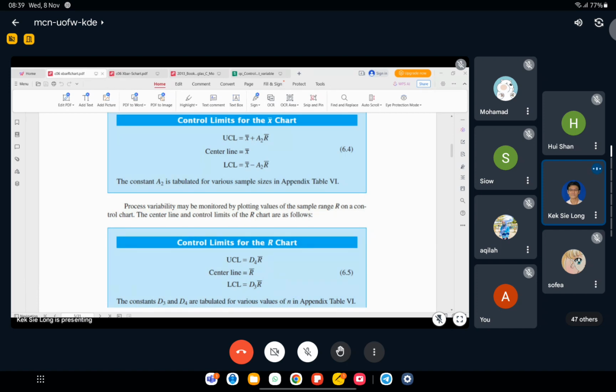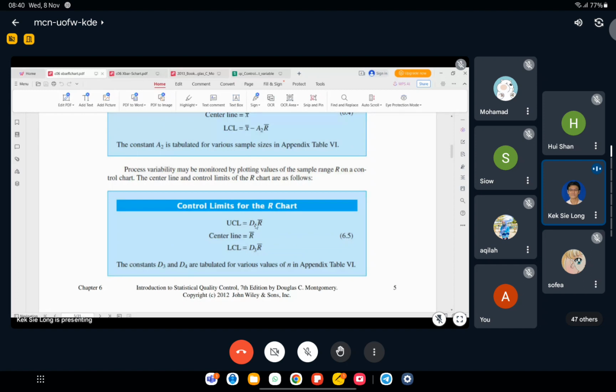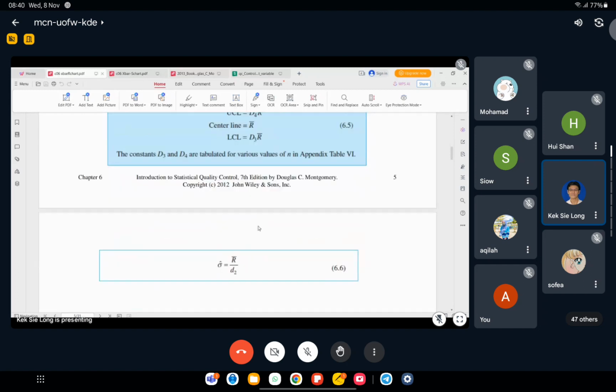It's quite simple. But one issue is, what are D3 and D4? Again, D3 and D4 can be referred from table 6. If we don't know D3 and D4, they actually can be calculated.